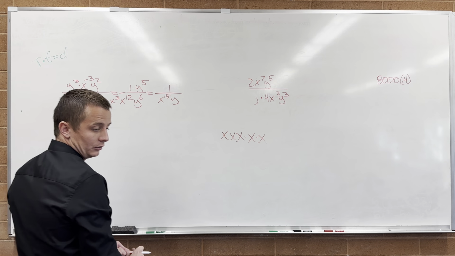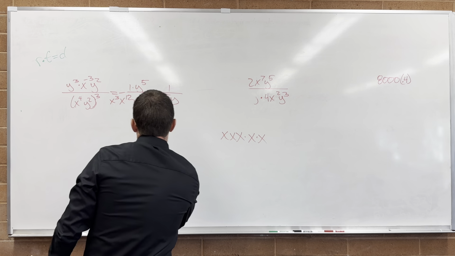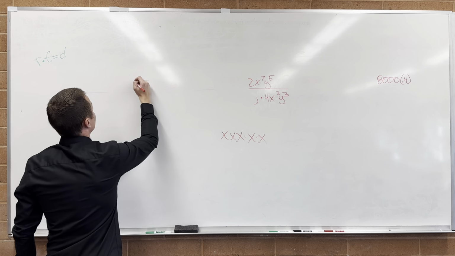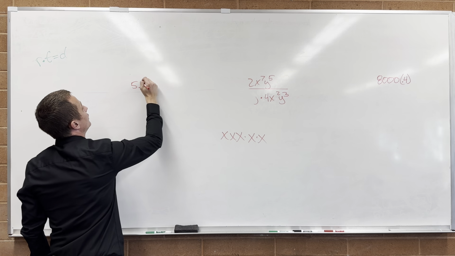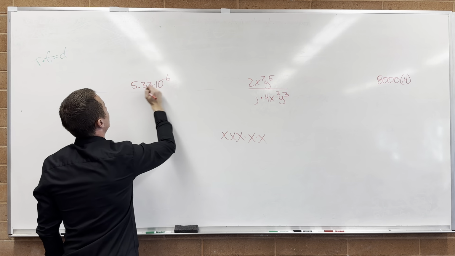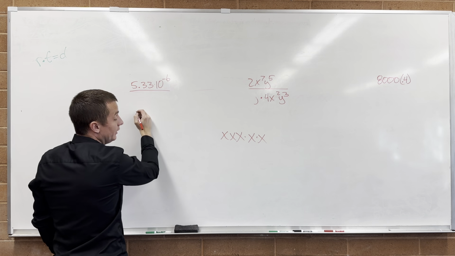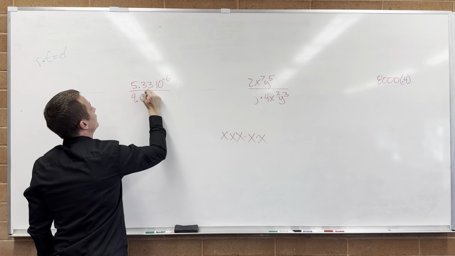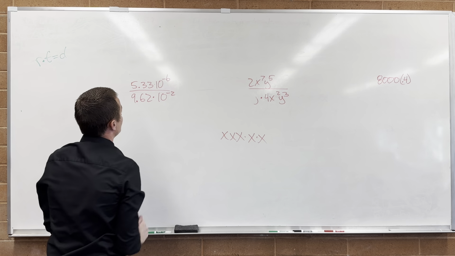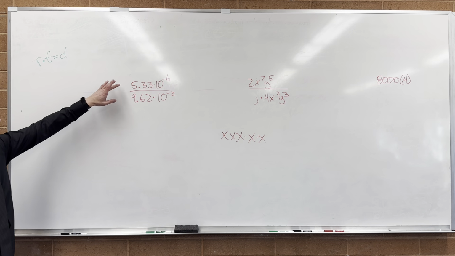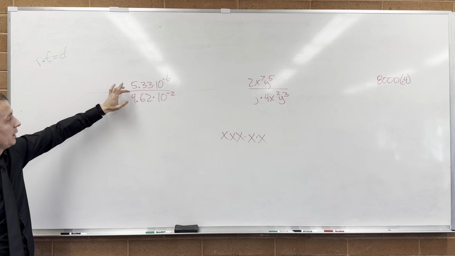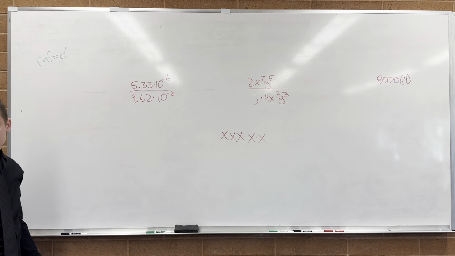31, scientific notation. Simplifying scientific notation. So this is 5.33 times 10 to the minus 6, all over 9.62 times 10 to the minus 2. Okay. So first off, divide these out for me. What's 5.33 divided by 9.62?